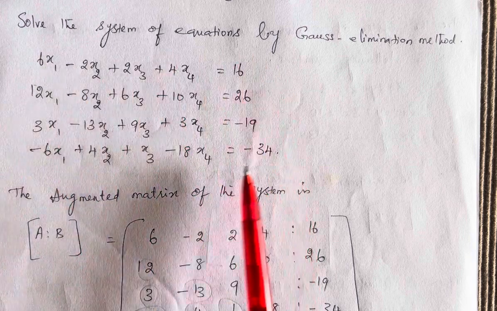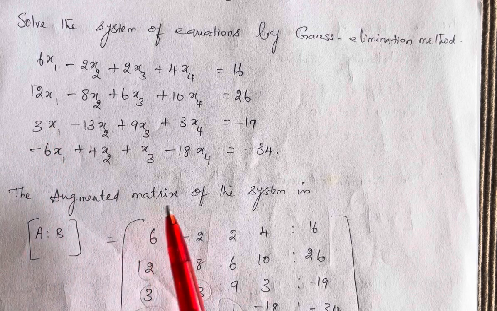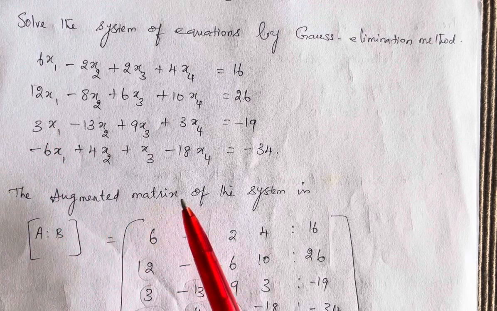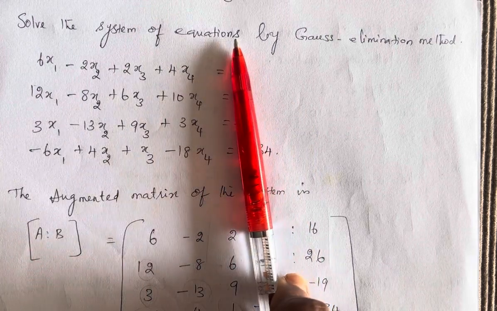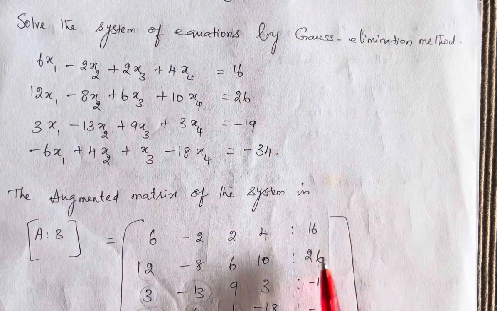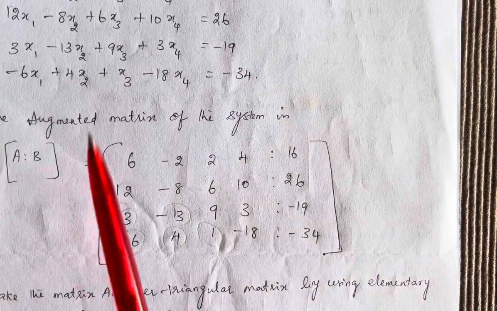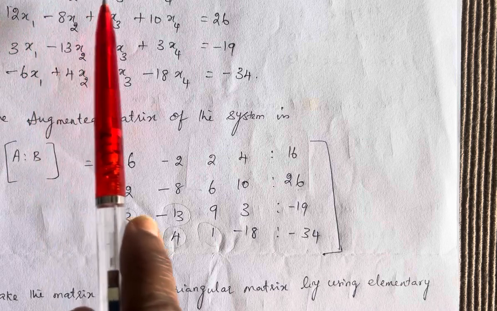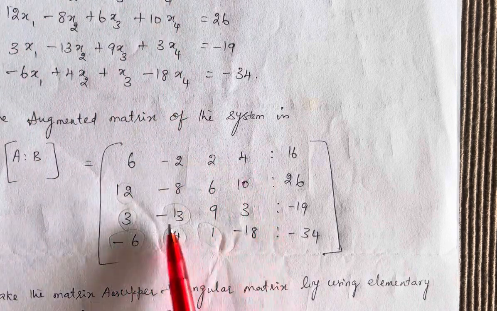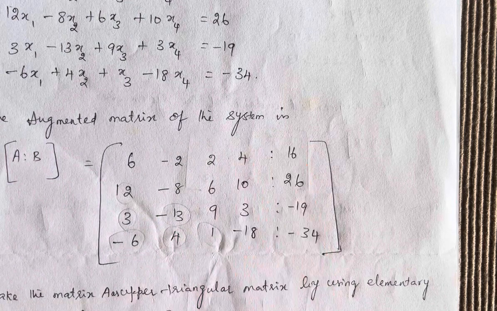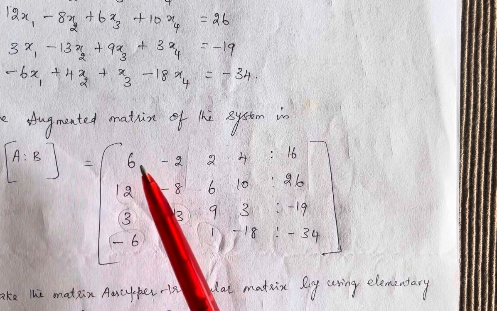Whenever a system of equations is given, the first step is to put it in terms of the augmented matrix, that is A|B. We know that B is nothing but the numbers on the right hand side, so that is going to be 16, 26, minus 19 and minus 34. And then the matrix A holds all the coefficients of x1, x2, x3, x4. When I put all this, this is going to be the matrix A and this is going to be B.